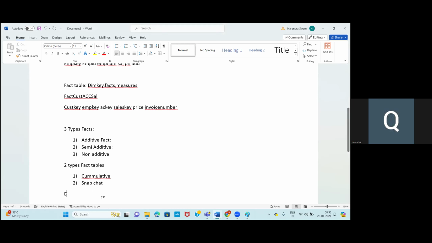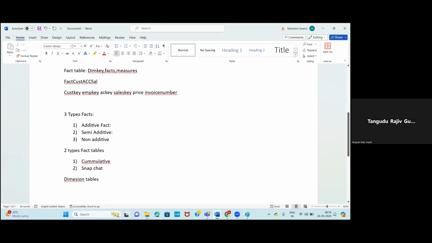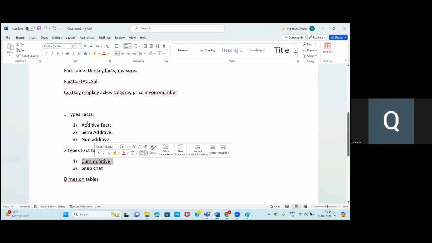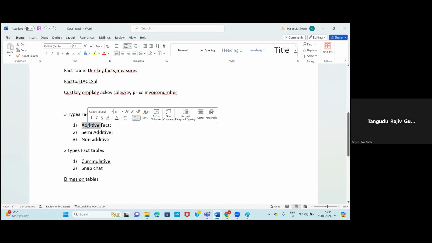Today we are going to see dimension tables, different types of dimensions. Sir, for example, is cumulative additive or semi-additive, sir? Additive. Cumulative is additive, the other two are snapshot, right? Yes.